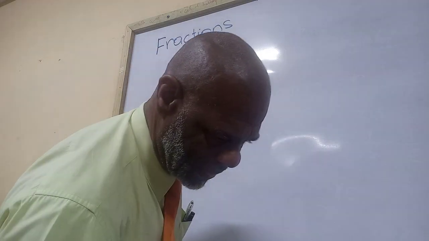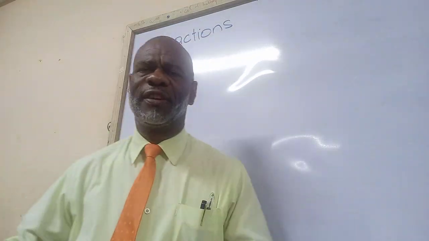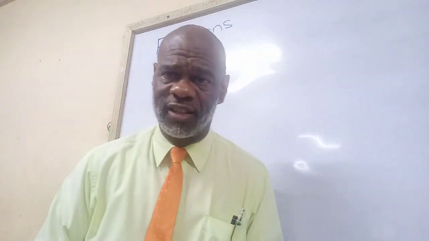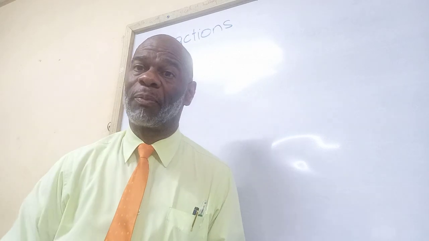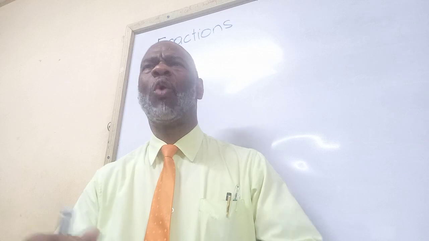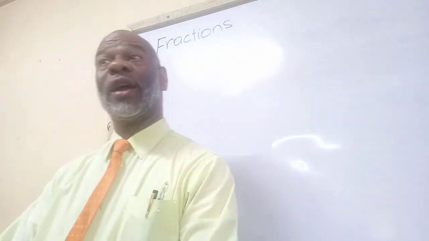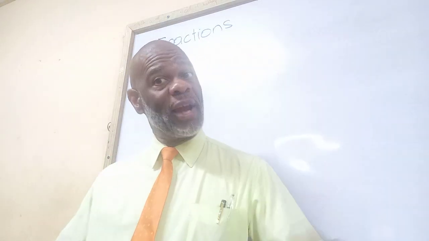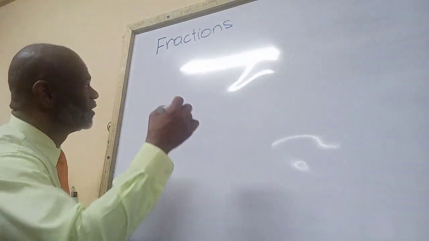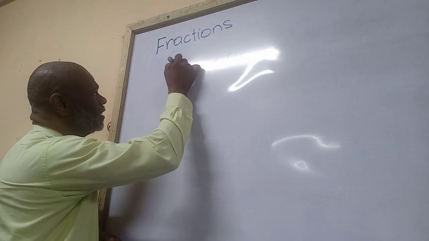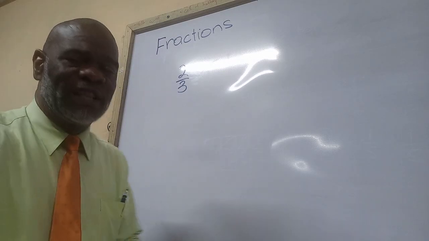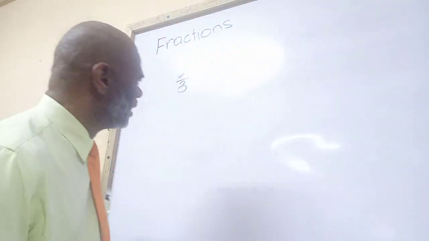All right. Now we have different types of fractions. They say you have proper fractions and we have improper fractions. Right? Now let's look at those two and see what they're saying. What do you think proper fractions are? And what do you think improper fractions are? And why they call them improper fractions? Alright, let's see. Now let's say we have 2/3.